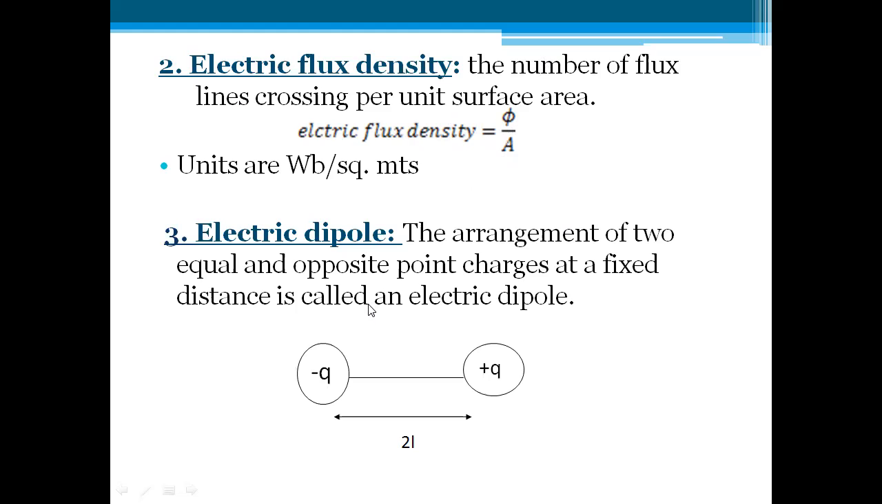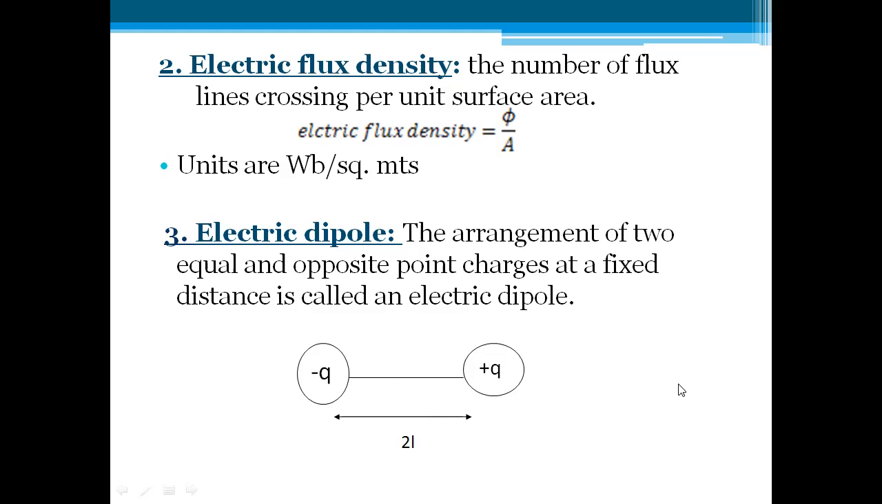Then coming to the electric dipole, this electric dipole is nothing but an arrangement of two equal and opposite charges. Here, two equal and opposite charges means they are equal in magnitude but opposite in sign. Those two charges are arranged at a certain distance. Then the arrangement is called an electric dipole.